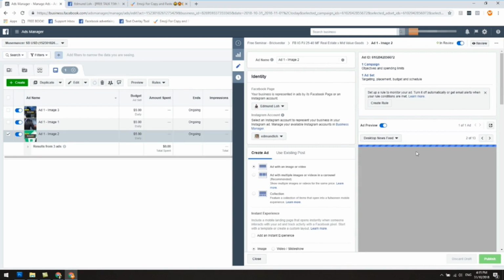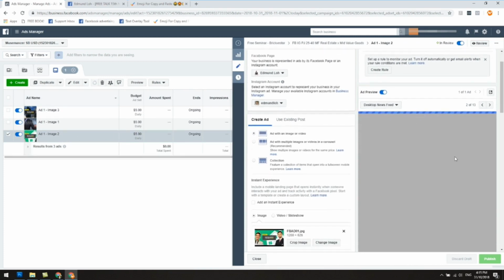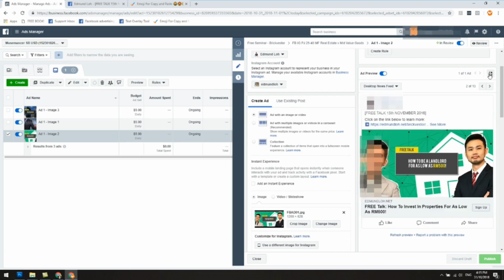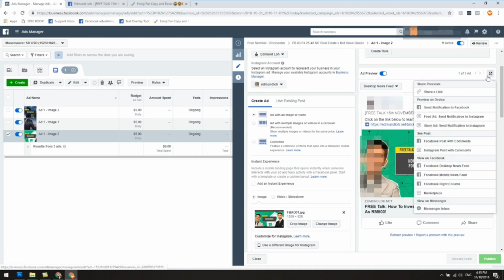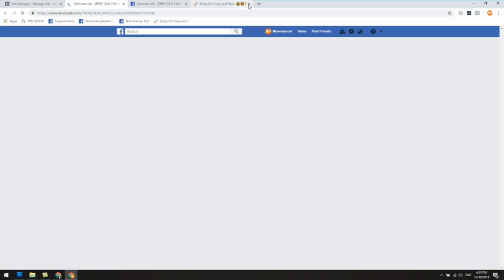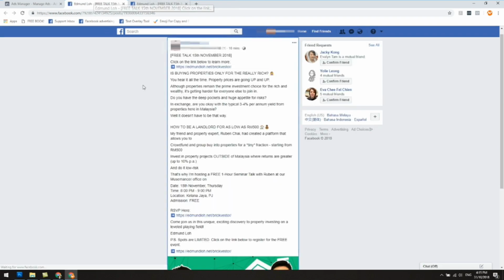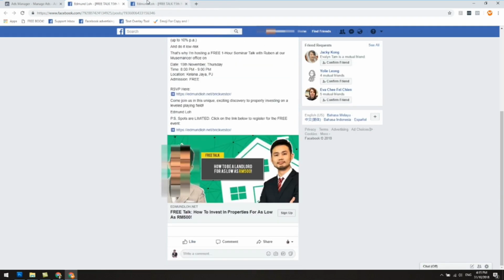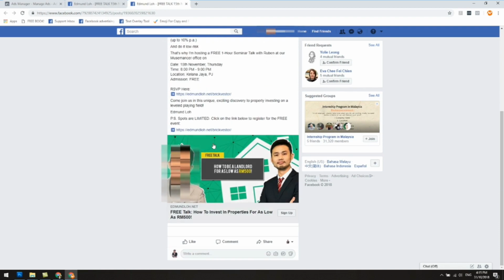So what I just did here is go to the other ad set, and I'm going to show you a very identical ad, because it's basically just a copy, all right? So what you want to do is click on this window over here at the ad preview, and then select Facebook post with comments. Okay? So you can see here that these are the same ads, right? They all look the same, right?